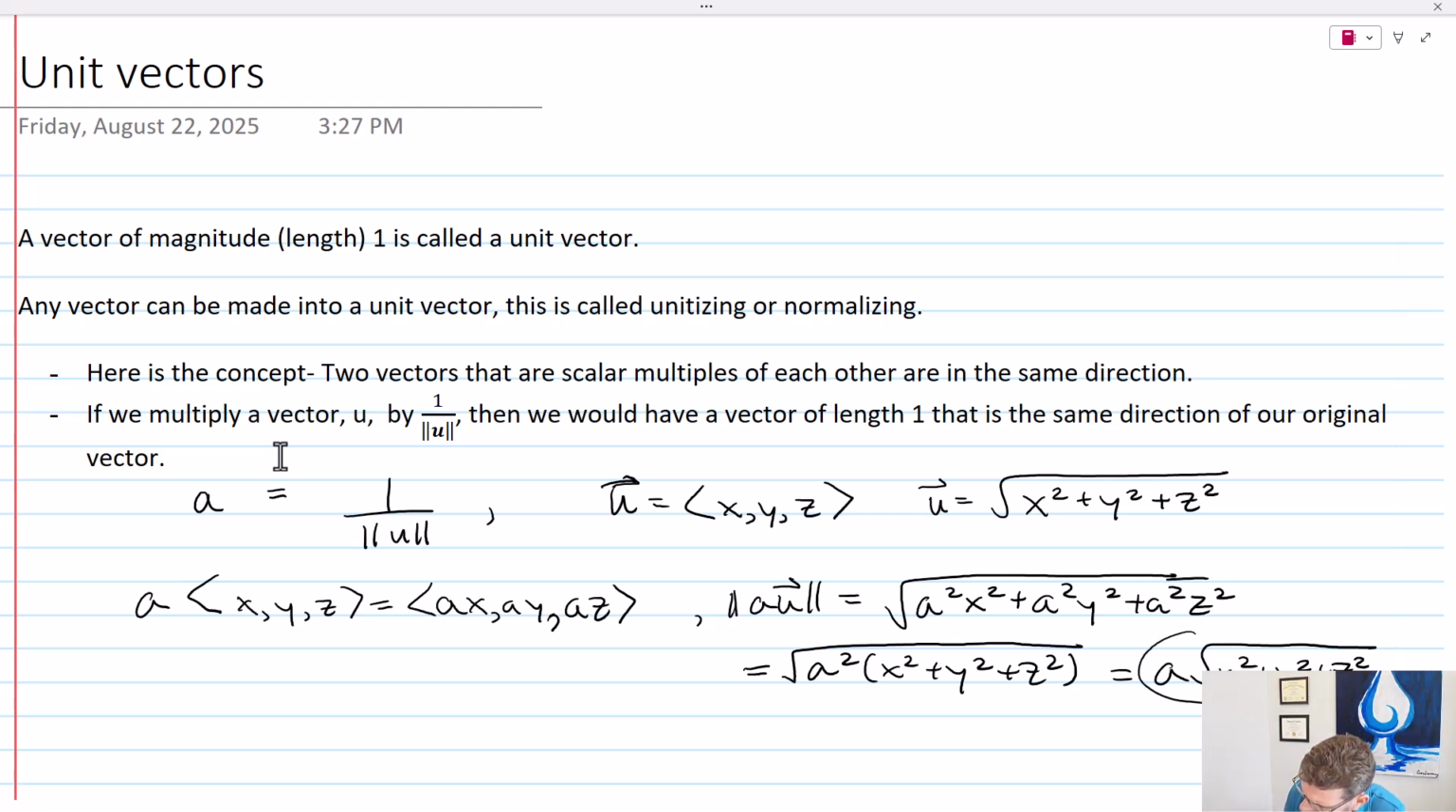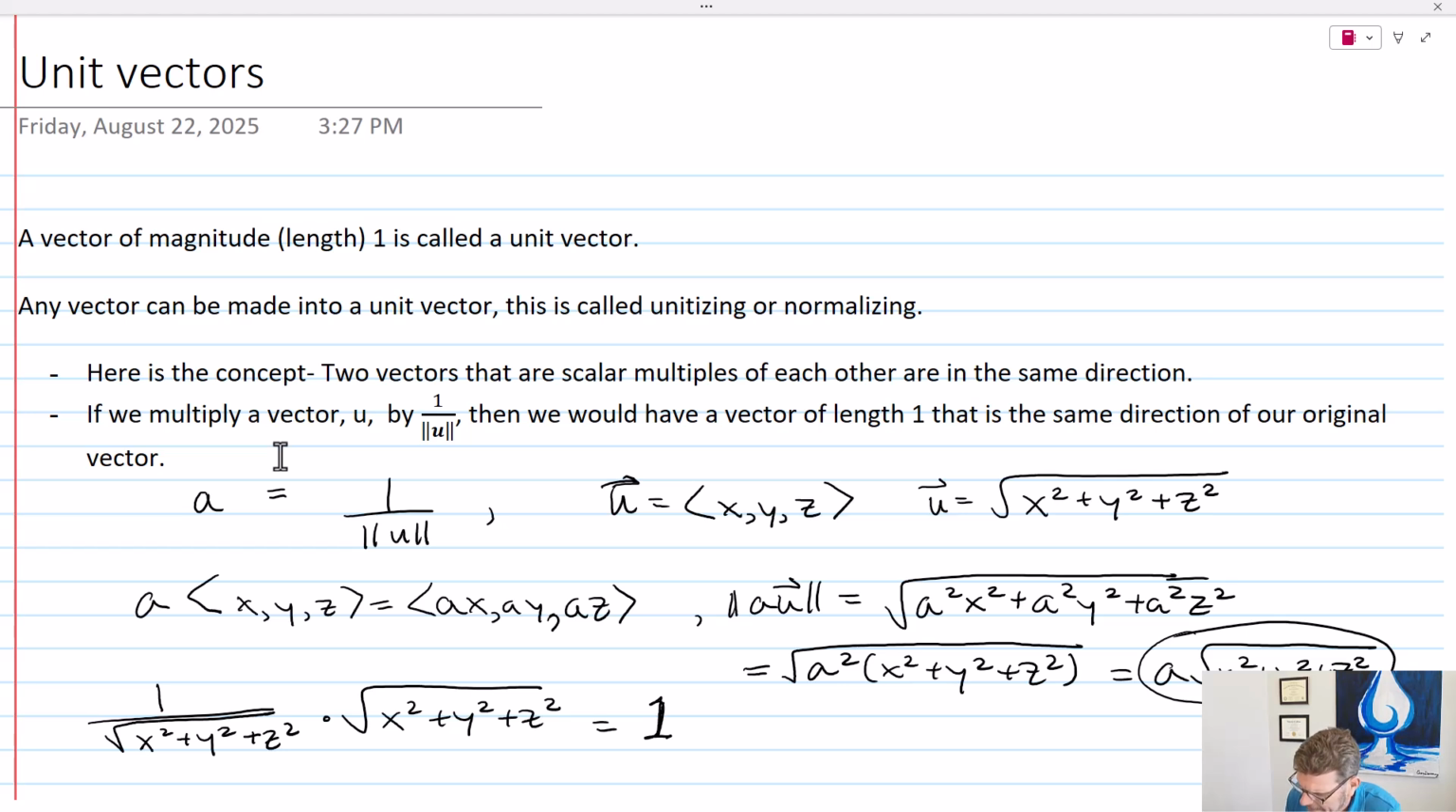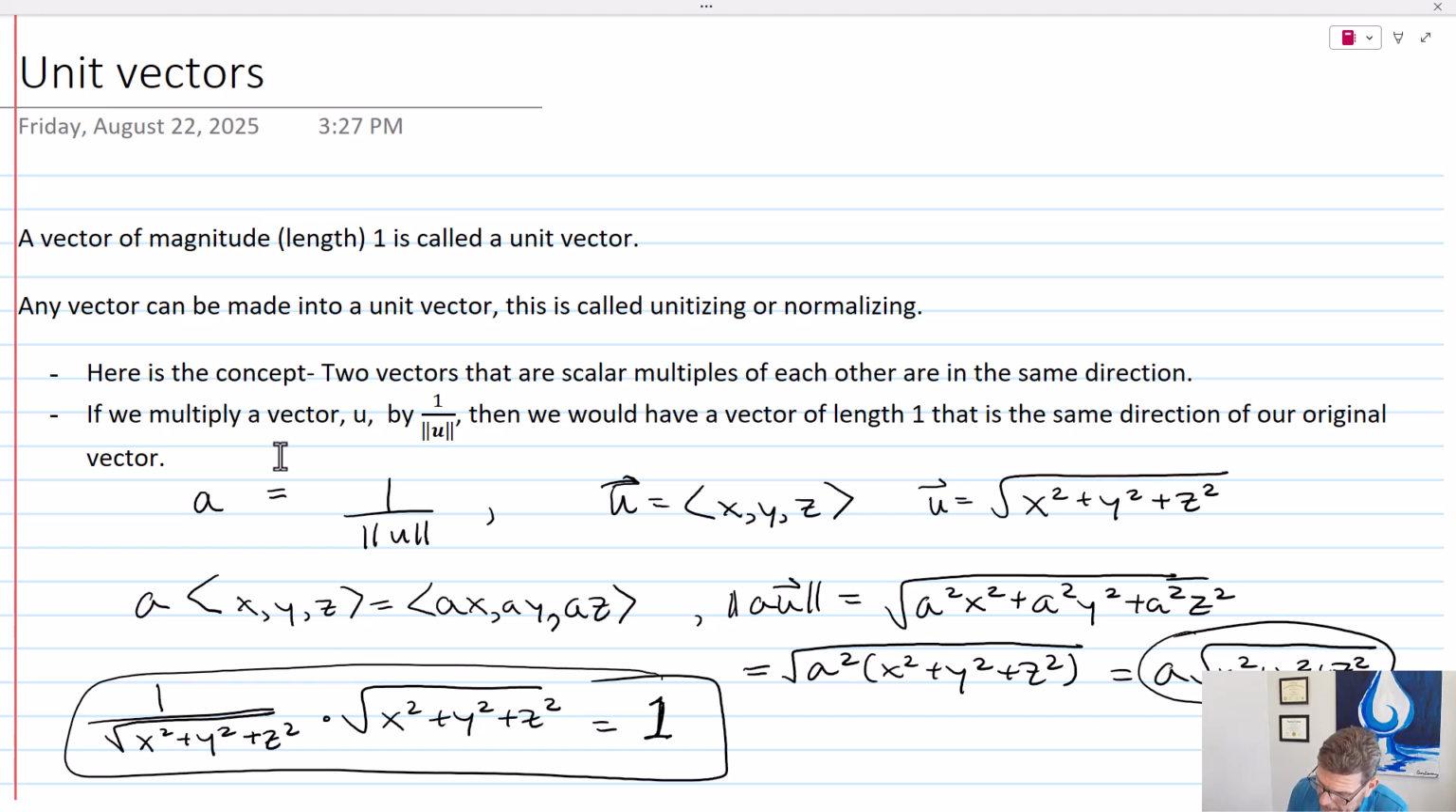Well, if we look here, a is just equal to 1 over the square root of x squared plus y squared plus z squared. And then we'll multiply that by the square root of x squared plus y squared plus z squared. And what we get now is a magnitude of 1 for a times u. What we notice is that this is a scalar multiple of our original vector u, and it now has a length of 1. So the unit vector for u is going to be 1 over the magnitude of u times u.